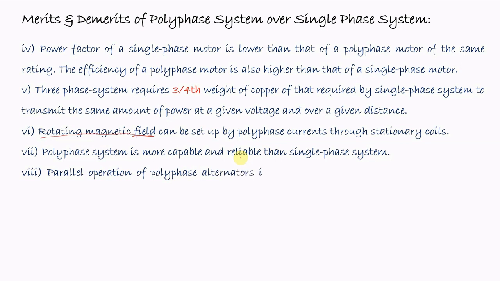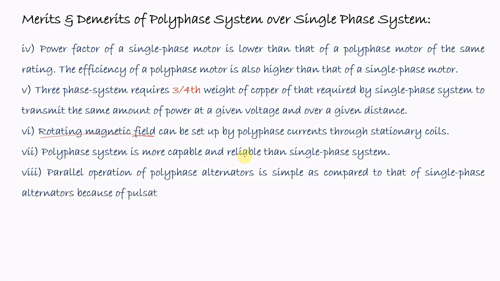Next advantage is that the parallel operation of the polyphase alternator is simple as compared to that of the single phase alternators because of the pulsating reaction in the single phase alternator. The parallel operation means when two different alternators are joined together and they run simultaneously, this is considered as the parallel operation of the alternators.